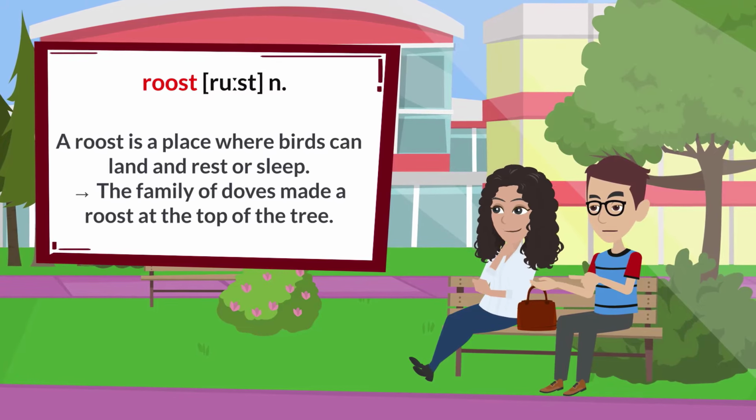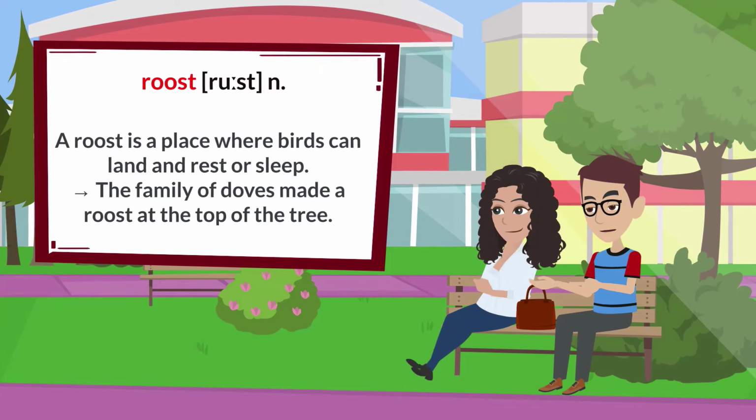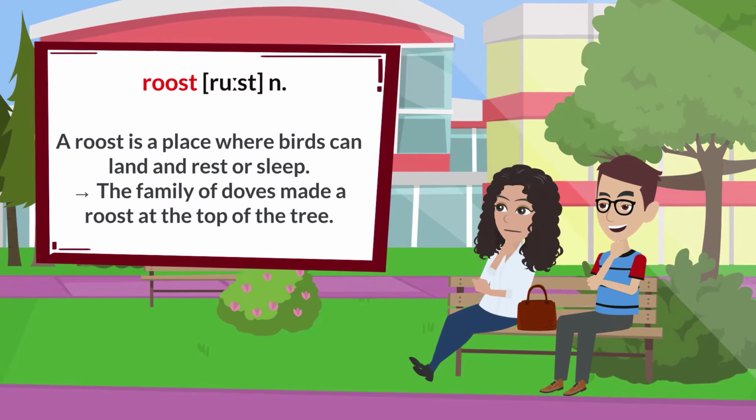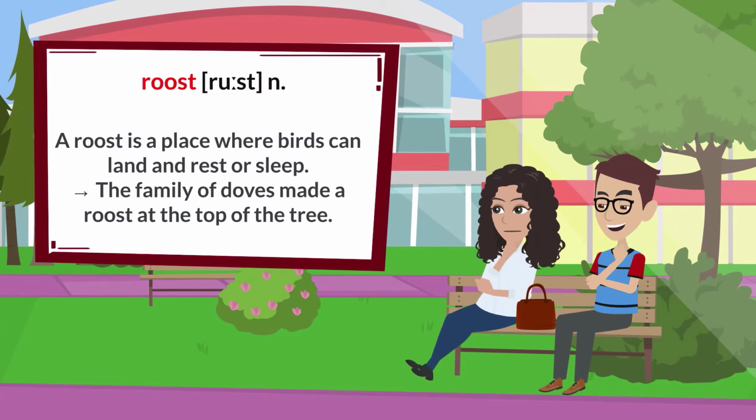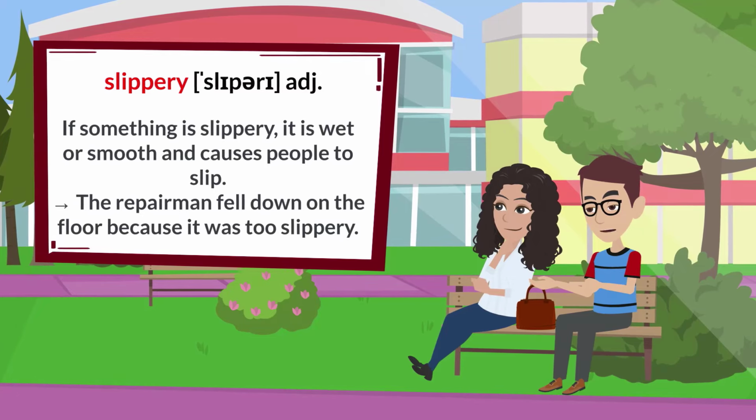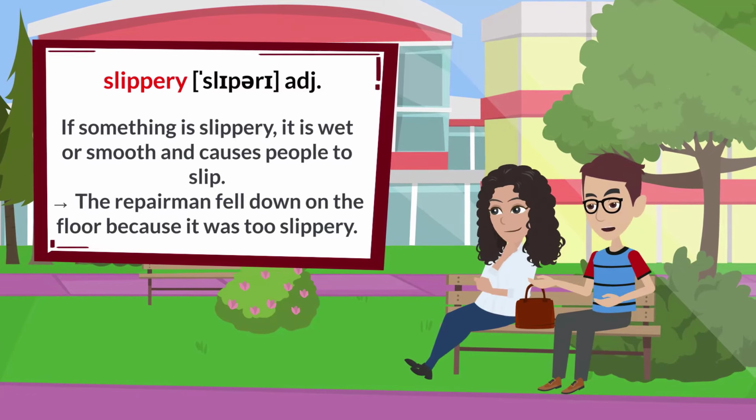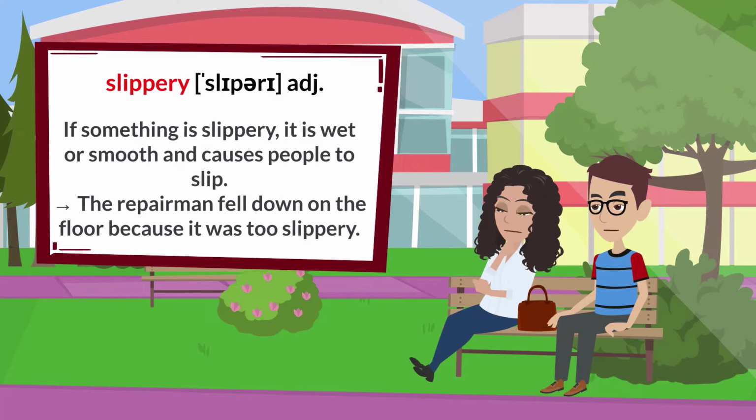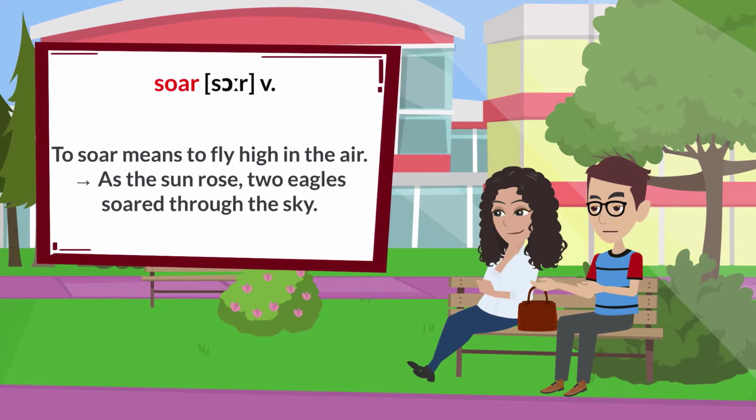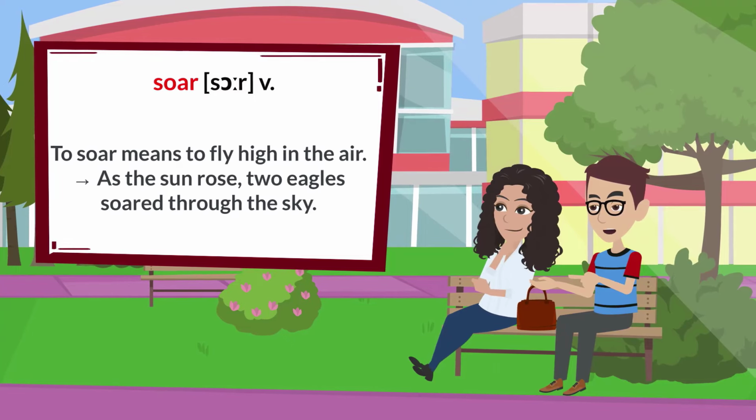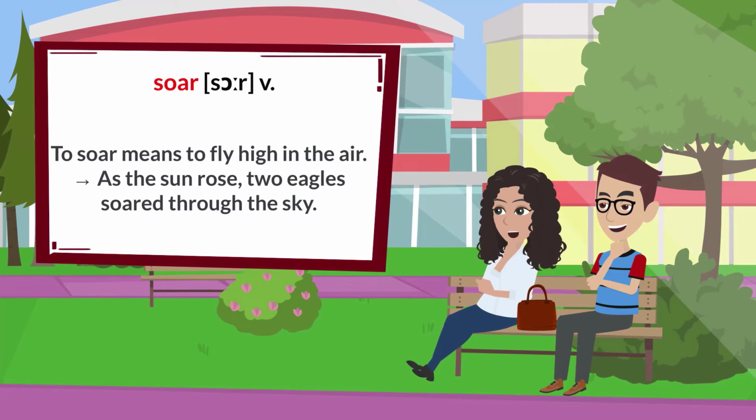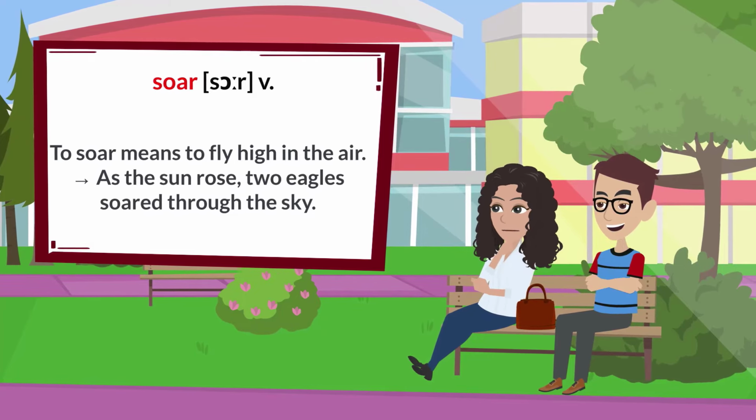Roost. A roost is a place where birds can land and rest or sleep. The family of doves made a roost at the top of the tree. Slippery. If something is slippery, it is wet or smooth and causes people to slip. The repairman fell down on the floor because it was too slippery. Soar. To soar means to fly high in the air. As the sun rose, 2 eagles soared through the sky.